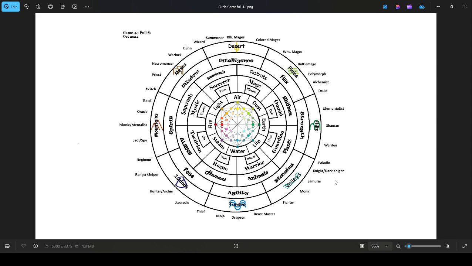And again, I don't know what I'm going to say about this yet. I'm doing it on the fly, so bear with me a little bit. But this is a universal game system developed off of that academic Circle of Knowledge infographic.